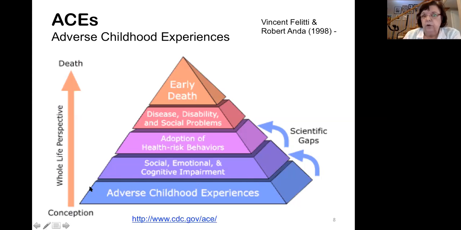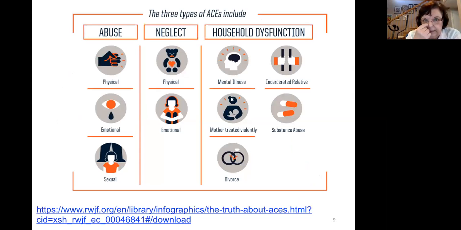The premise of this is that because of these adverse childhood experiences that the child actually has no control over, this sets up some social, emotional, and cognitive impairment that then leads us to adopt health risk behaviors. And this adoption of health risk behaviors then causes disease, disability, and social problems, and those then all lead to an early death as well.